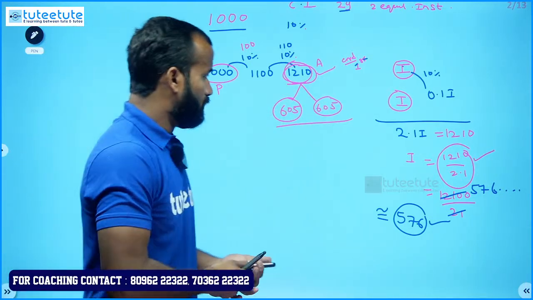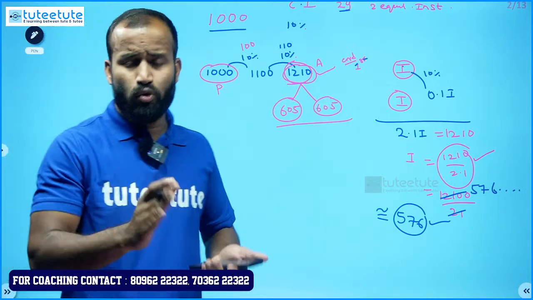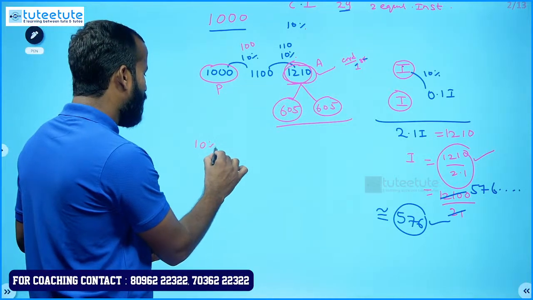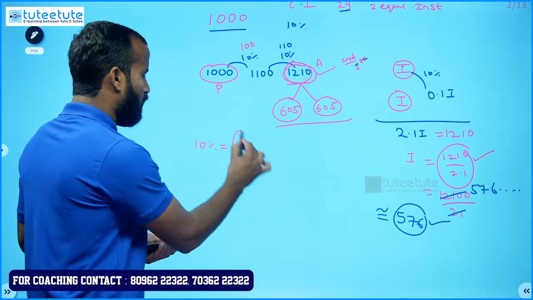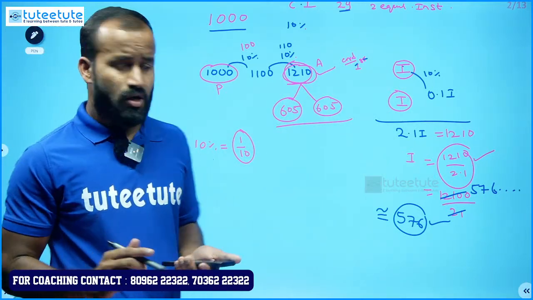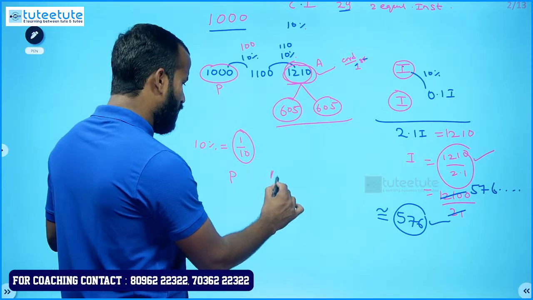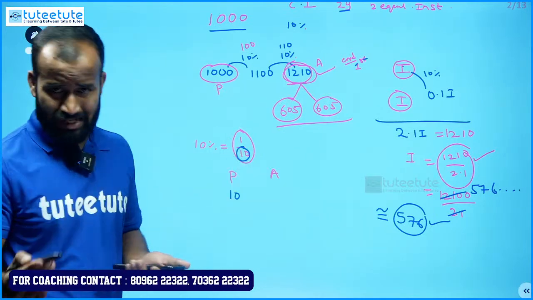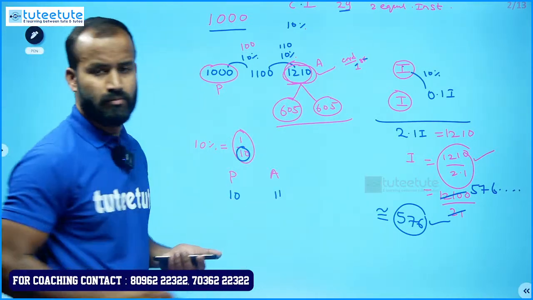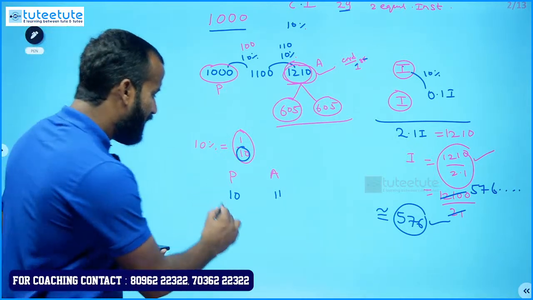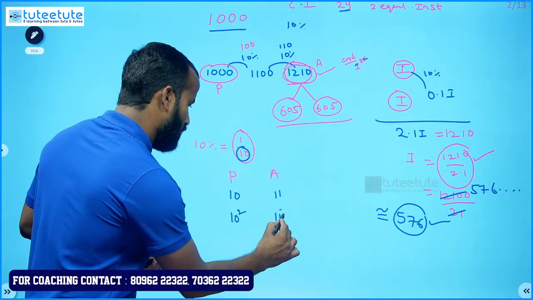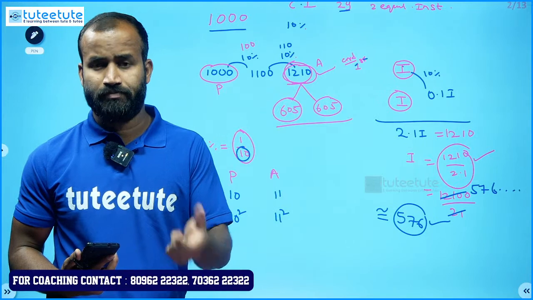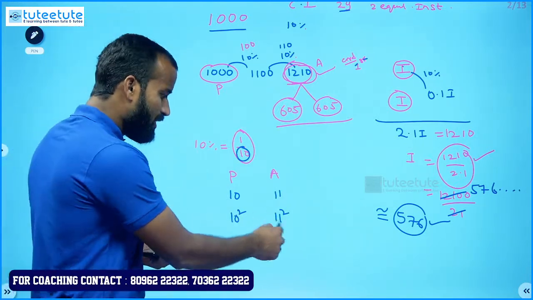Okay. So now, if you want to go for the shortcut, how we are going to do it is: 10%, if you write in fraction, 1 by 10 will be the fraction value of 10%. Now if you take principal amount 10, because of 10% interest, the amount is going to be 11 for the first year. Second year, 10 square, 11 square. These things we discussed in compound interest clearly. So amounts should be equal. This will be the installment.